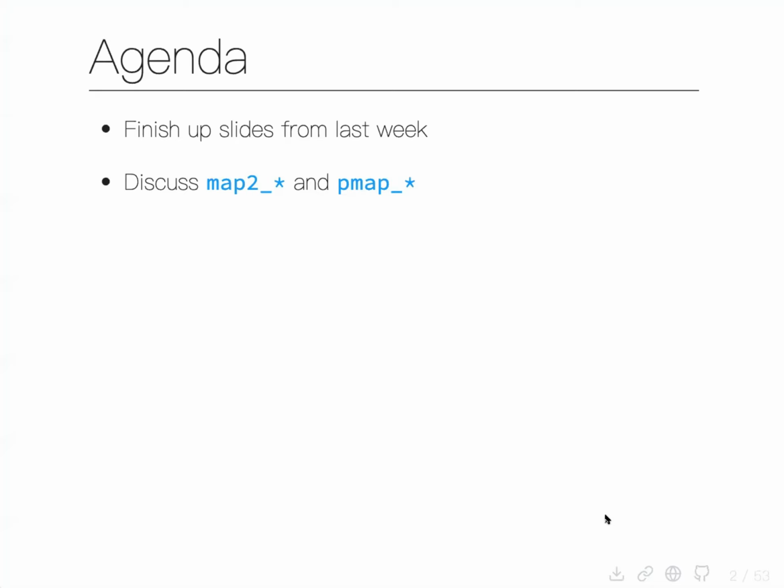But first, we need to finish up slides from last week. And we have so many slides to finish up from last week that I'm not sure how far we'll get into this. So the next lecture is on mapping variants, so basically different ways to do mapping functions. And that's important, but not as important as this stuff.